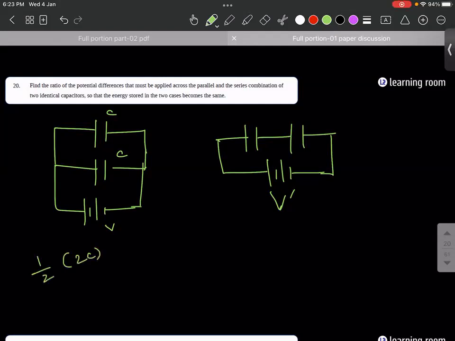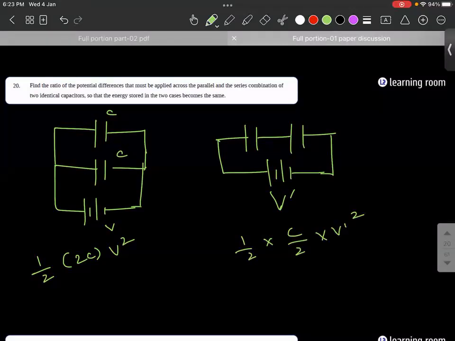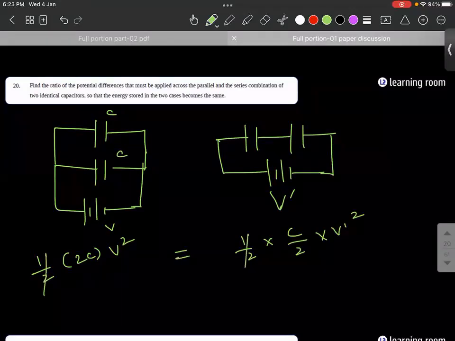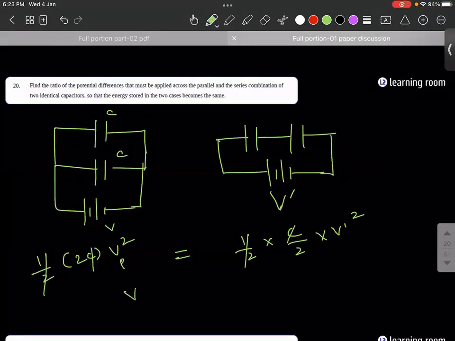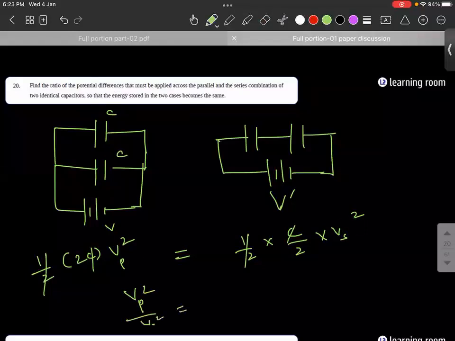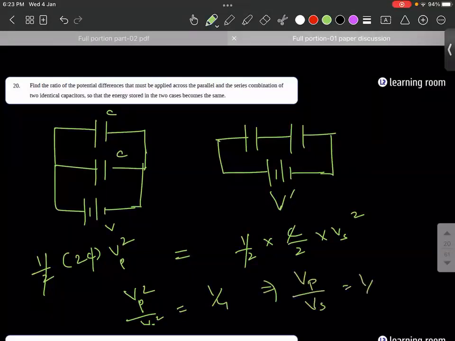half into 2C into V square. Energy here will be half into C by 2 into V dash square. They both are supposed to be equal. Half and half are gone. C and C are gone. So V parallel, V series. So VP square divided by VS square is equal to 1 divided by 4, which implies VP divided by VS is equal to half. Ratio will be 1 is to 2.